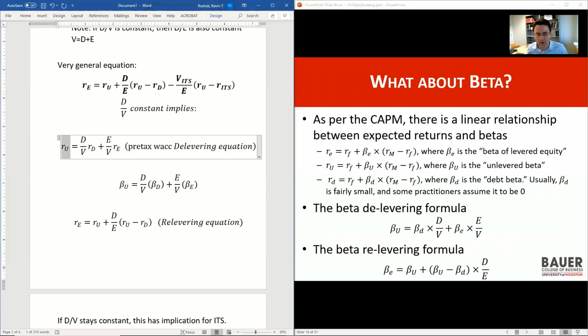Okay. This also works for the relevering equation, right? It's the same equation. Instead of writing the relevering equation in terms of returns, you can do it with betas. It's the same exact thing.